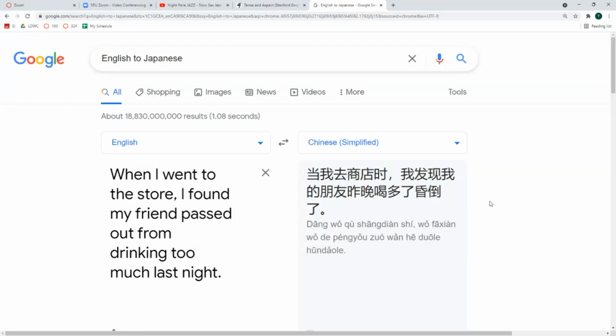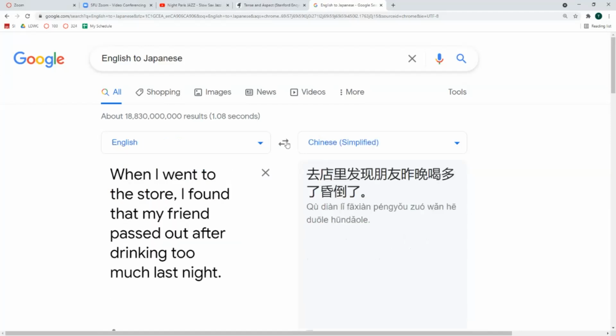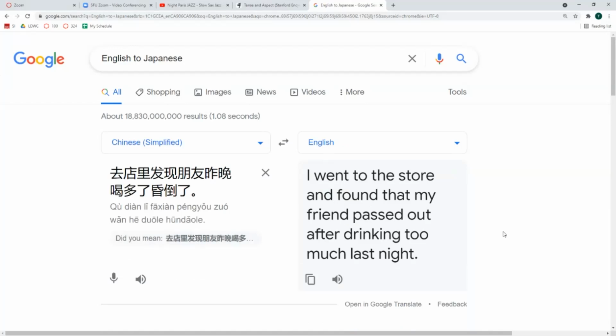So let's take this sentence. So when I went to the store, I found my friend passed out from drinking too much last night. And let's just reverse that. Okay. So converting it, it's not too bad.